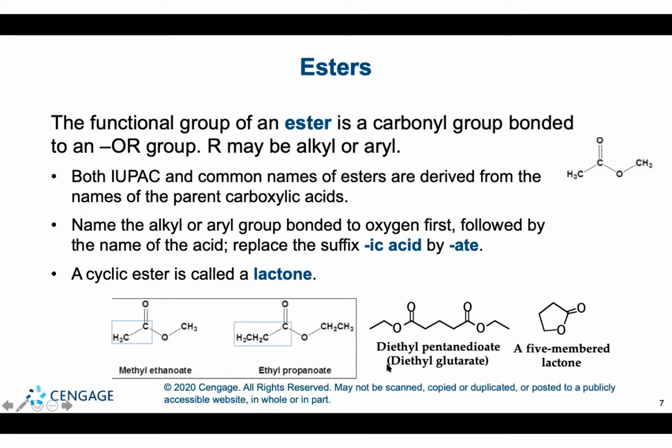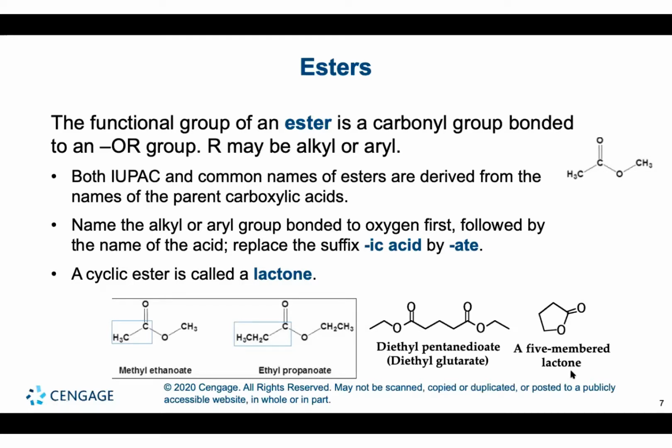Whenever you have esters on both sides, you just do the same as with carboxylic acids that we had: you add di before the root name. So it's going to be diethyl pentanedioate. When you have a 5-membered ester, we call it lactone.